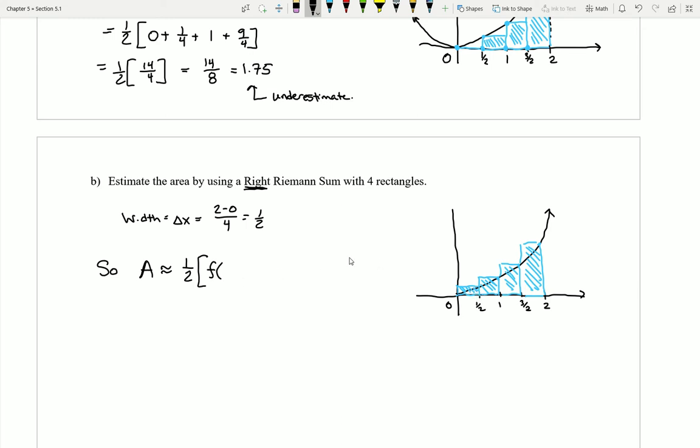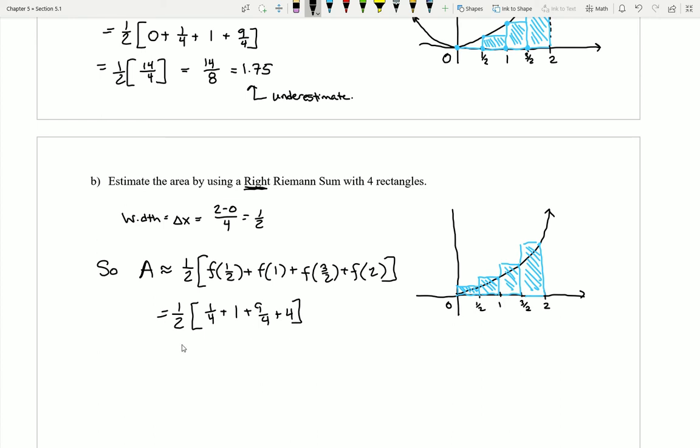The first rectangle would have a height by going to f and plugging in 1/2. The second rectangle would have a height determined by f of 1. The third rectangle would have a height determined by f of 3/2, and the last one would be determined by f of 2. So if I was to go to my function x² and plug all these in, I'm going to get a value of 1/4 plus 1 plus 9/4, and finally plus 4.